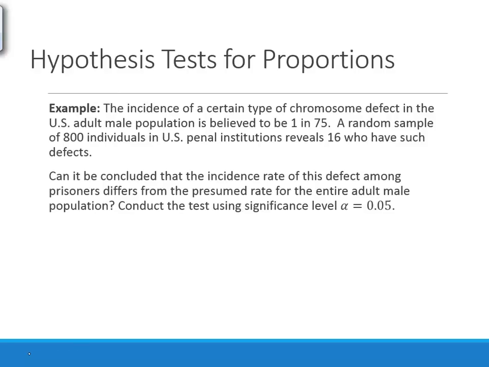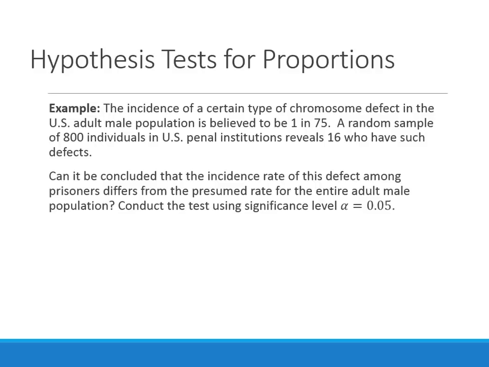Okay. All right. So for my example, we're talking about the incidence of a certain type of chromosome defect. For the entire U.S. adult male population, medicine tells us that the true proportion is believed to be 1 in 75. Then I take a random sample of 800 people from penal institutions, and I find that 16 of those 800 have this chromosome defect.